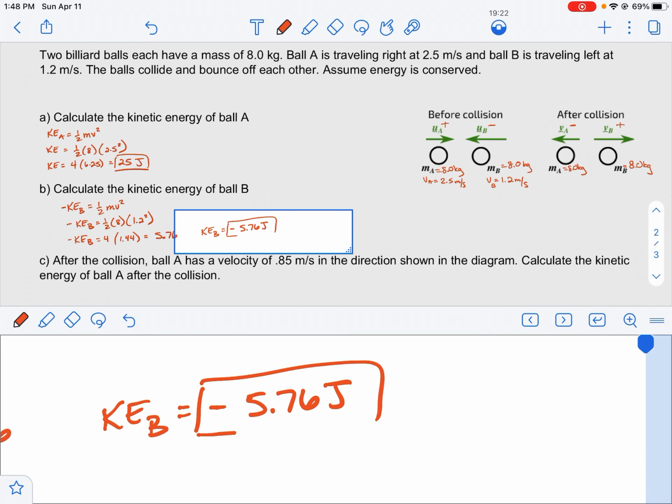Okay, and if you don't know why it's negative, you should figure that out because that's going to be important. It's negative because I've decided the right is the positive direction and the left is the negative direction. So I have positive 25 joules for A since it's moving to the right, and I have negative 5.76 joules for B since it's moving to the left.